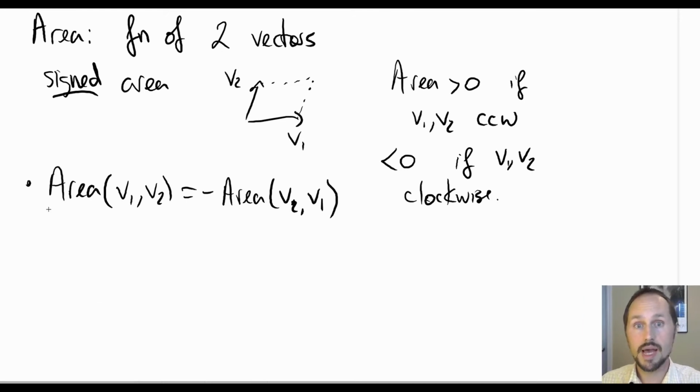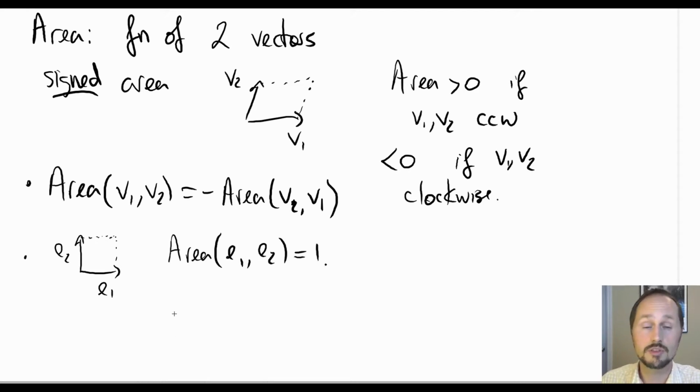The next thing we have is also obvious: if I take e1, e2, the standard basis for R2, then the square that I get from them has area 1. We're going to take that as a definition, a defining feature of the area. It's a normalization. It's telling us what units we're using for the area.